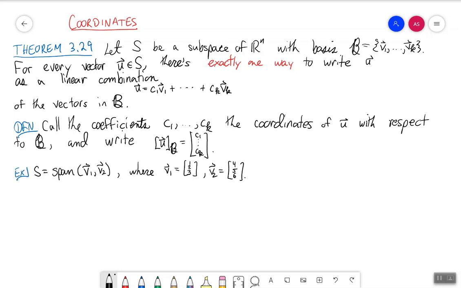Let S be the span of the vectors (1, 2, 3) and (4, 5, 6). Then, since v1 and v2 are not parallel, they're linearly independent, and therefore the set B equals {v1, v2} is a basis for S.